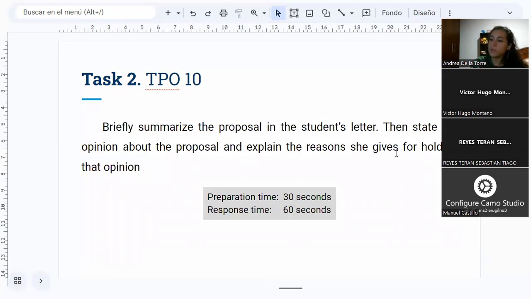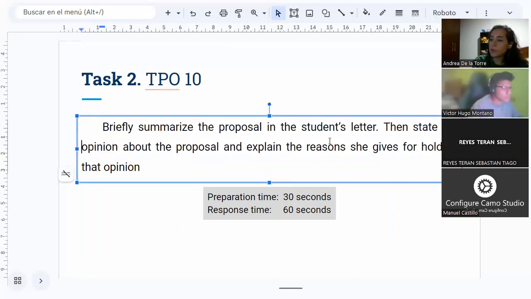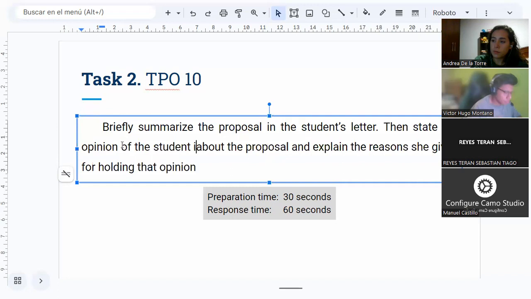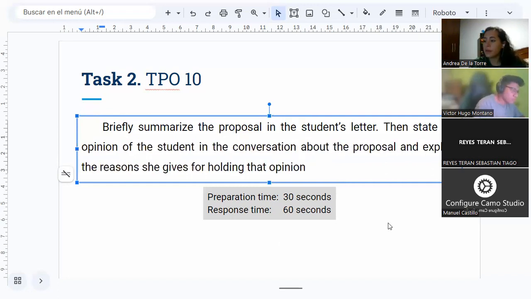Okay, now the question says, briefly summarize the proposal in the student's letter, then state the opinion of the student in the conversation about the proposal, and explain the reasons she gives for holding that opinion. So now you will have 30 seconds to prepare your responses.